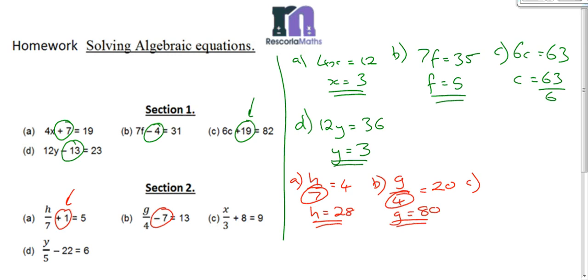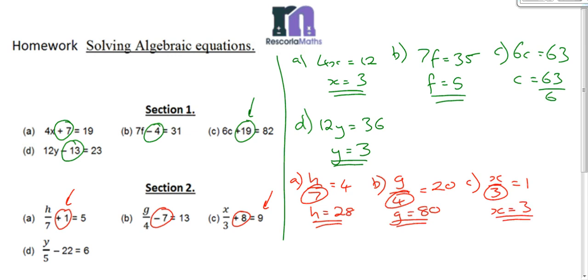Question C. First thing we're going to do is get rid of this plus 8. So the opposite of plus 8 is minus 8. So we take away 8 from this. So we end up with x over 3 equals 1. The opposite of divided by 3, of course, is multiplied by 3. So 1 times 3 leaves us with 3.